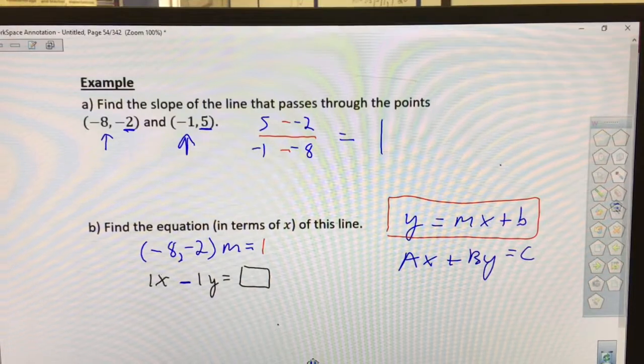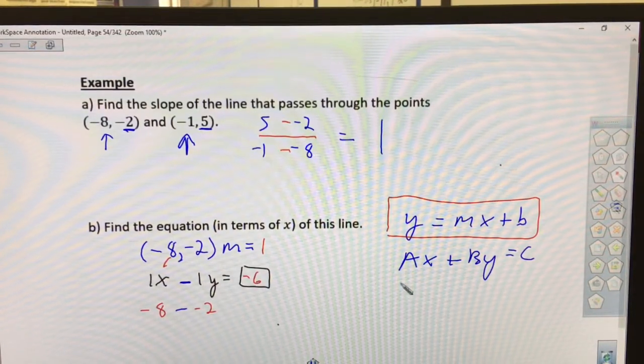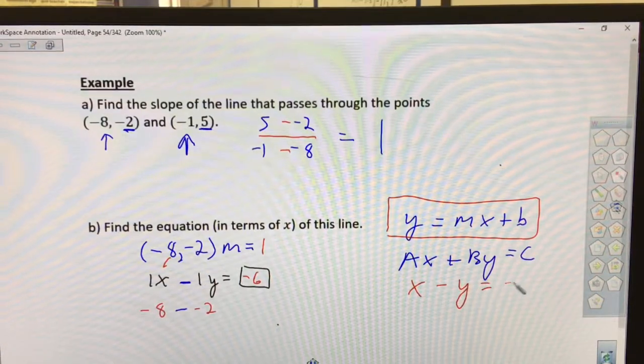And to figure out what that number is, I plug in the negative 8. So that's going to be negative 8 minus, and I plug in that negative 2. And that's going to give me negative 6. So the ax plus by equals c equation is x minus y equals negative 6.